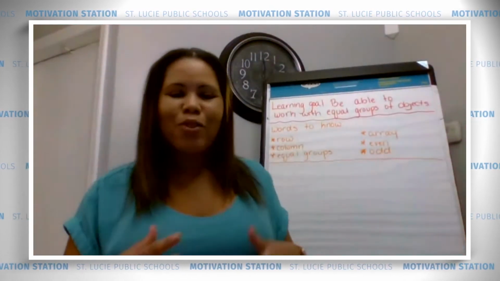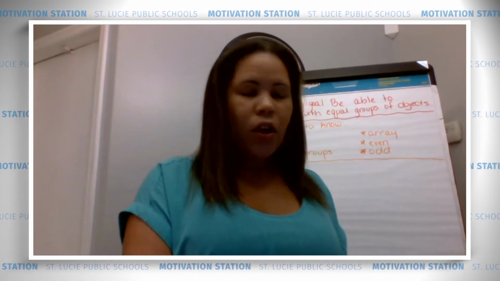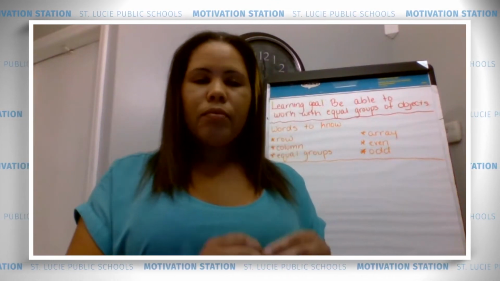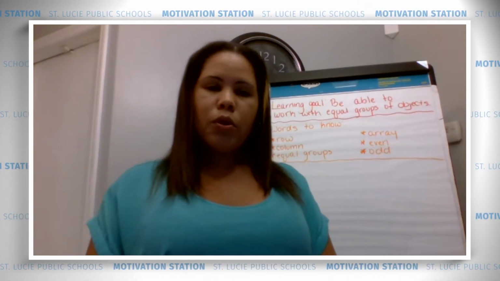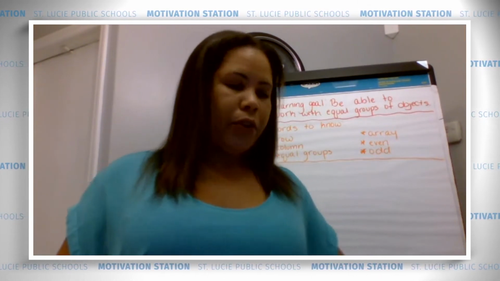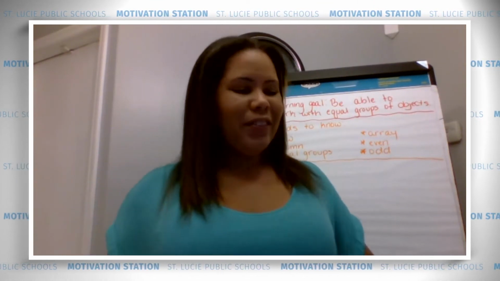Great job, guys. So remember, even and odd. Whenever we're determining whether a number is even or odd, we group them into pairs or in 2 rows, and we fill out those rows and see, do we have anything left over? If we do, we're an odd number. If we do not, we're even.